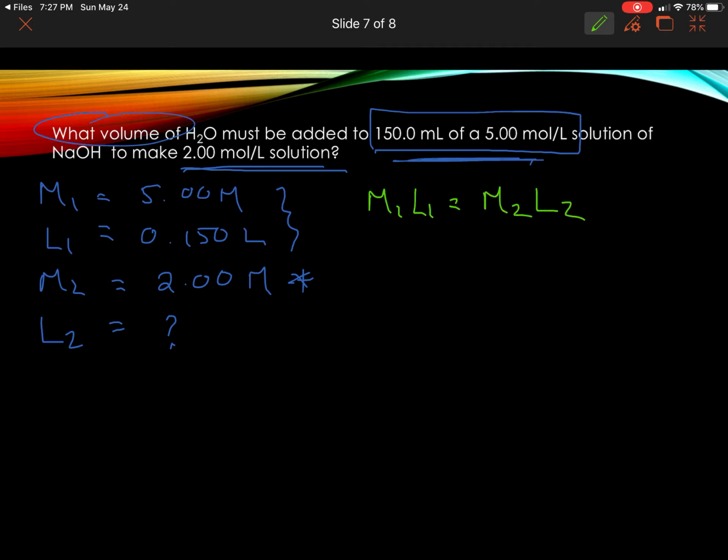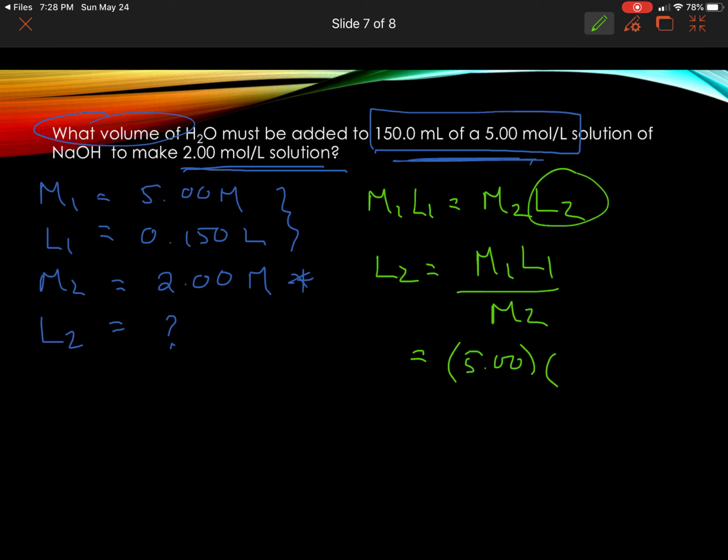Okay, I'm going to switch colors just because I want to. So we've got M1, L1 equals M2, L2. I'm solving for L2. So L2 is going to be equal to M1, L1 over M2. And then we just sub in our values again. So 5.00 times 0.150 all divided by 2.00. And I get an answer of 0.375 liters, which is 375 milliliters.